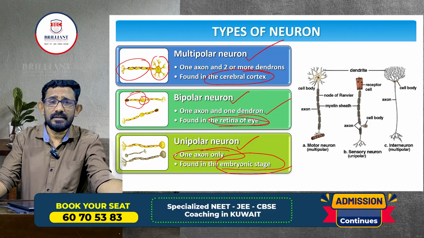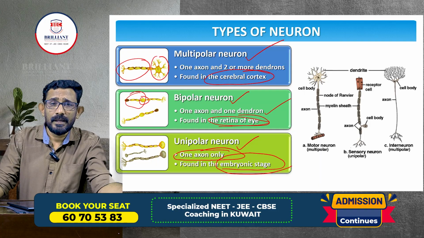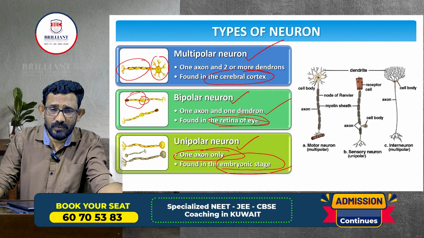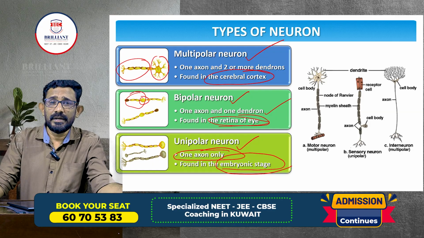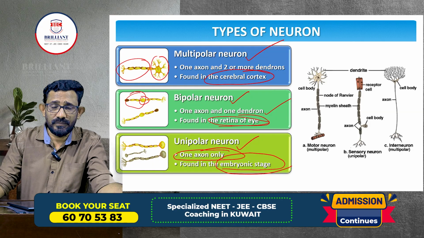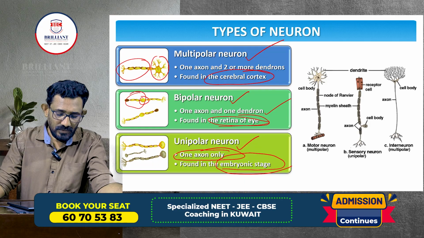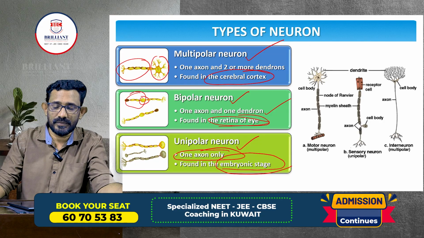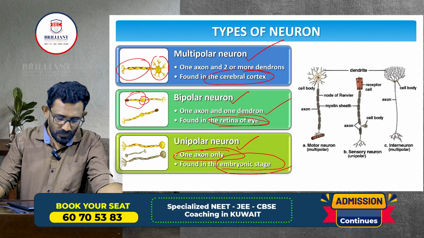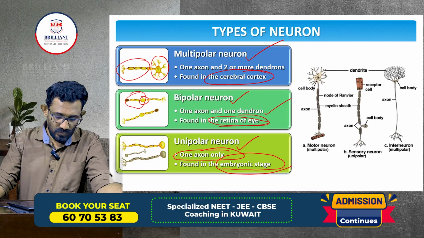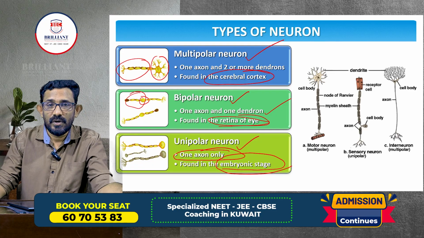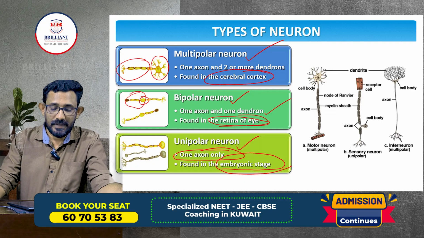So once again I'll explain. Neurons are classified into three: multipolar neuron, bipolar neuron, unipolar neuron. Multipolar neuron means one axon with more dendrons. It is located in the cerebral cortex. Bipolar neurons have one axon and one dendron, and are located in the retina of the eye. And the third category, unipolar neuron, has only one axon, with no dendrons or dendrites. Those types are present in the embryonic stage.